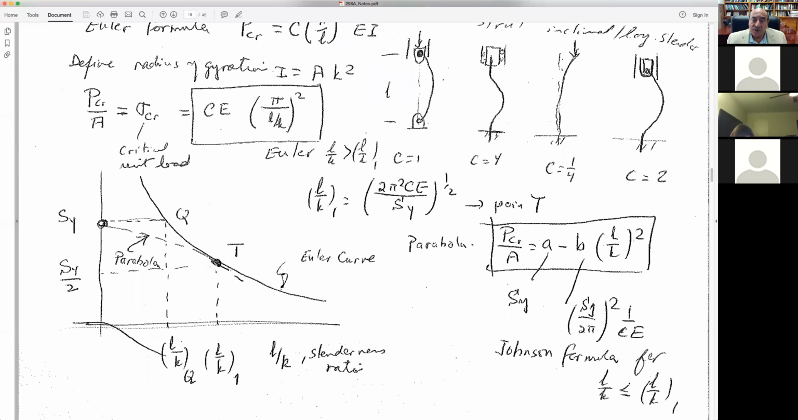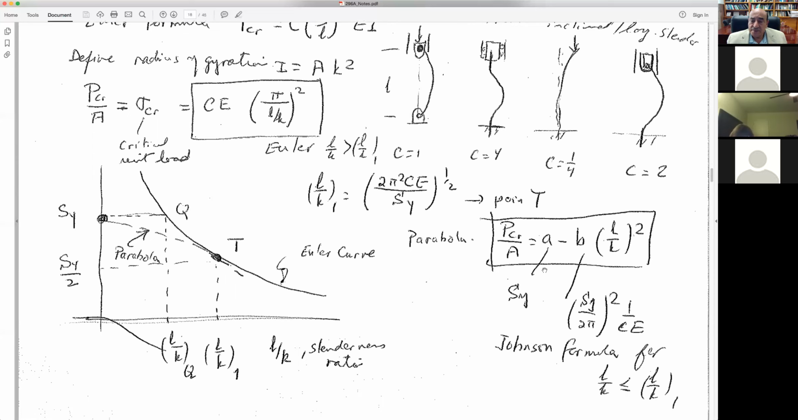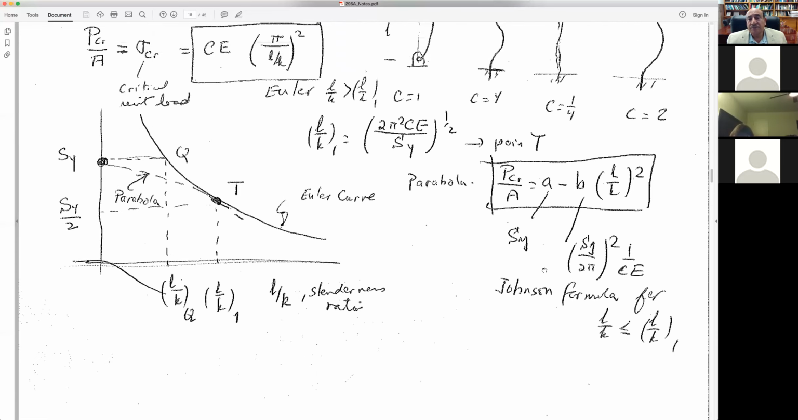And at this point, we have the full yield. That parabola is called the Johnson parabola. It has two constants, A and B, that can be determined from the coordinates of point T and point S.